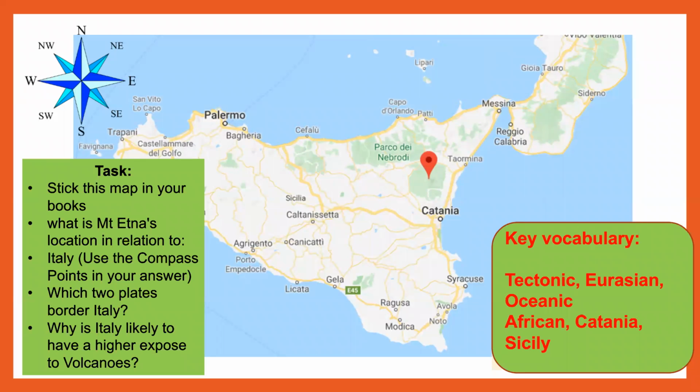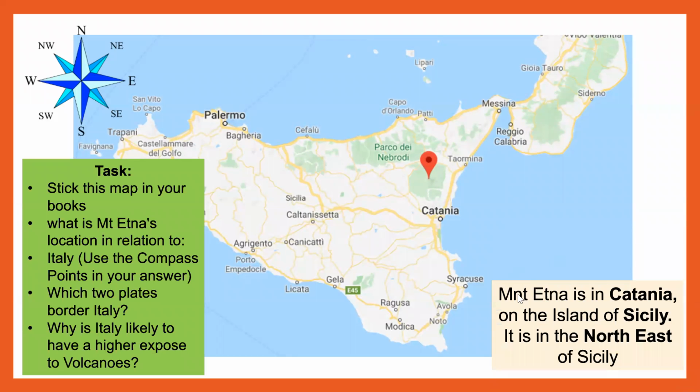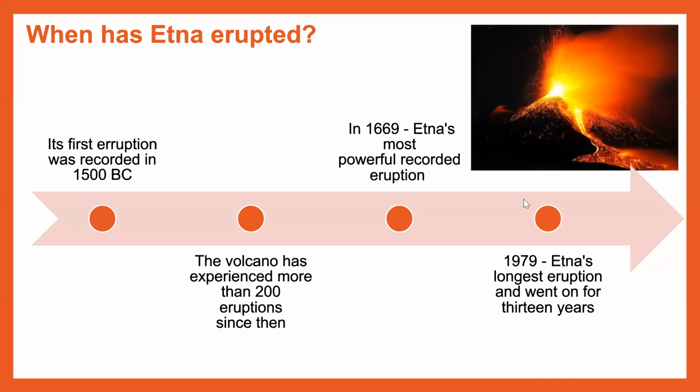Okay, if you need some more time, just pause the video. So we've got our compass here. You could use some compass points. I can tell you that Mount Etna is in Catania on the island of Sicily and is in the northeast of Sicily. The 2 plates which border Italy are the Eurasian and African plates. And Italy is likely to have a higher exposure to volcanoes because it is very close to the border of the tectonic plates.